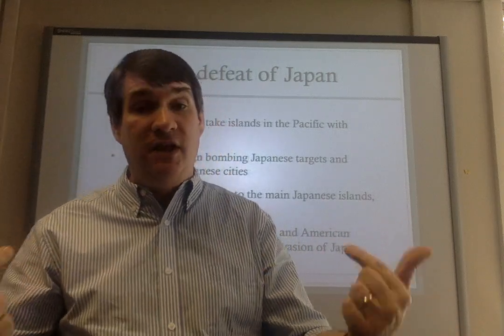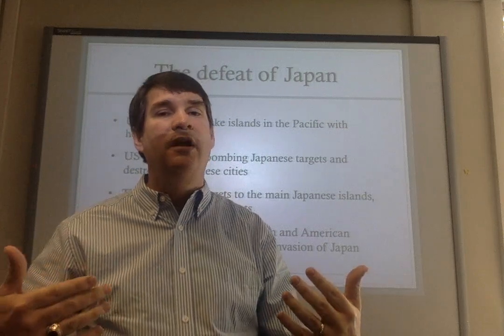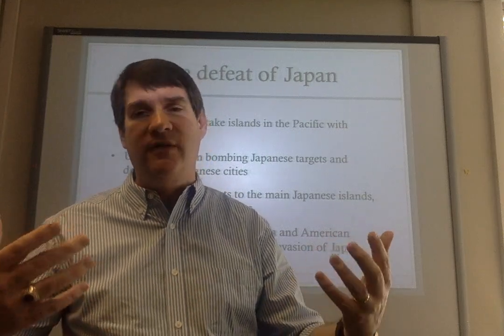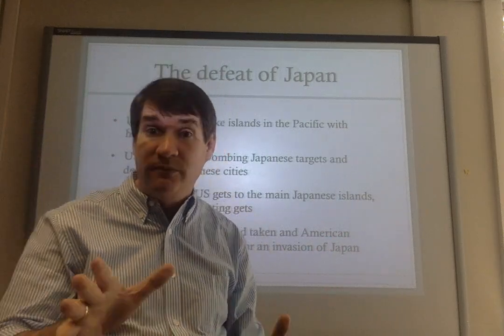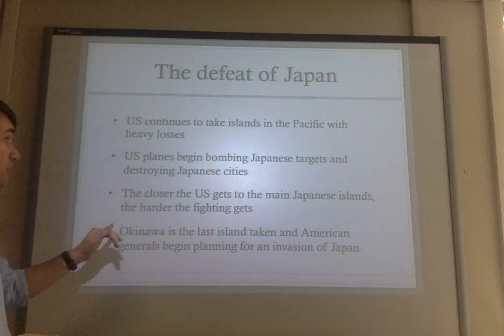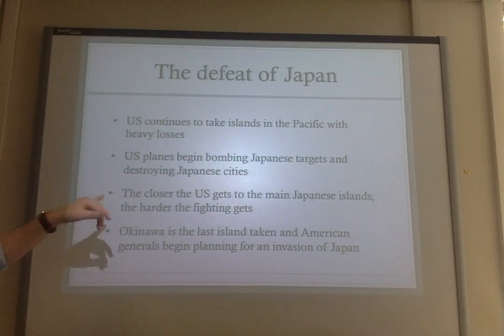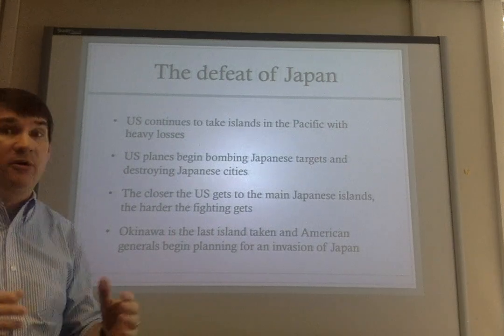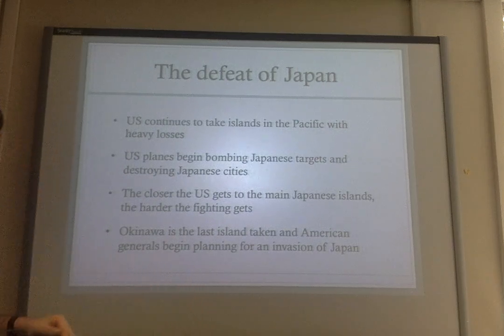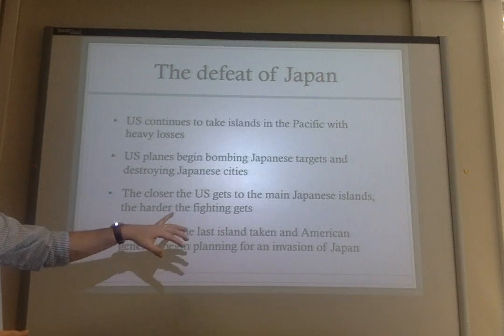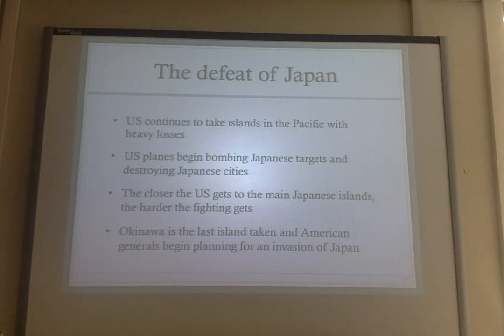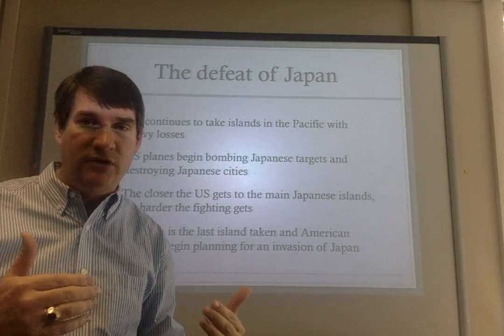But there is the idea of the emperor, right? And how they refuse to abandon the emperor. They refuse to give up because the emperor is worshipful, right? We'll say that. So the closer the U.S. gets to the main Japanese island, the harder the fighting gets. One terribly hard battle that was fought is at Okinawa, okay? And that's the last island taken by the American generals. And so they begin planning the invasion of Japan proper.